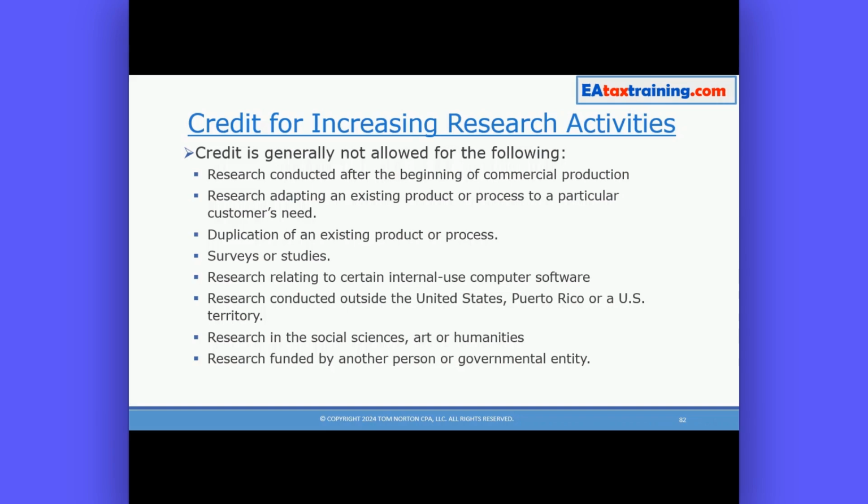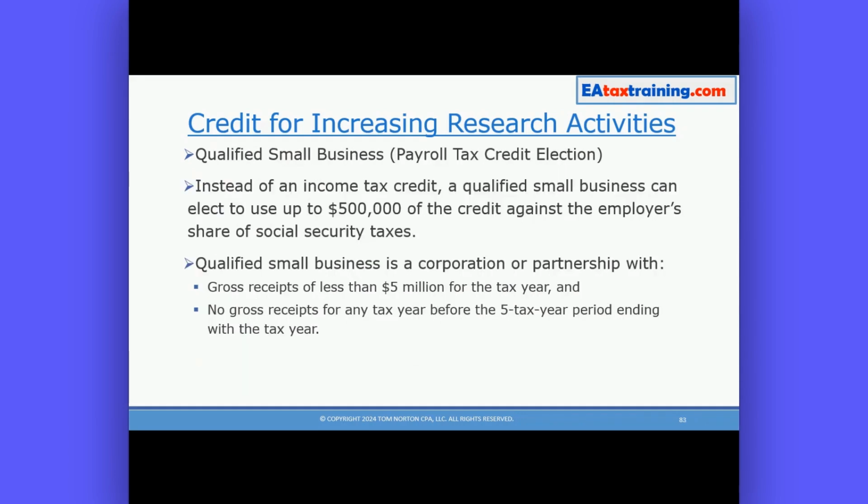Research in the social sciences, art, or humanities. So again, this is about technology. And research funded by another person or governmental entity. So if somebody else is paying for it, then you can't take the credit for those expenses.